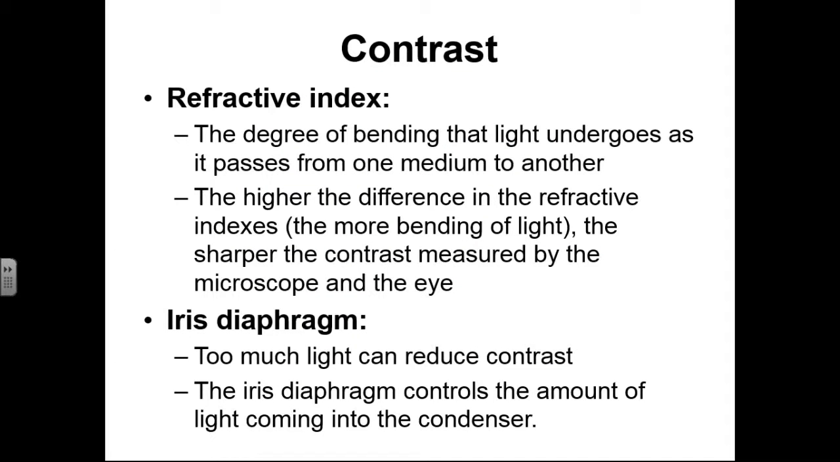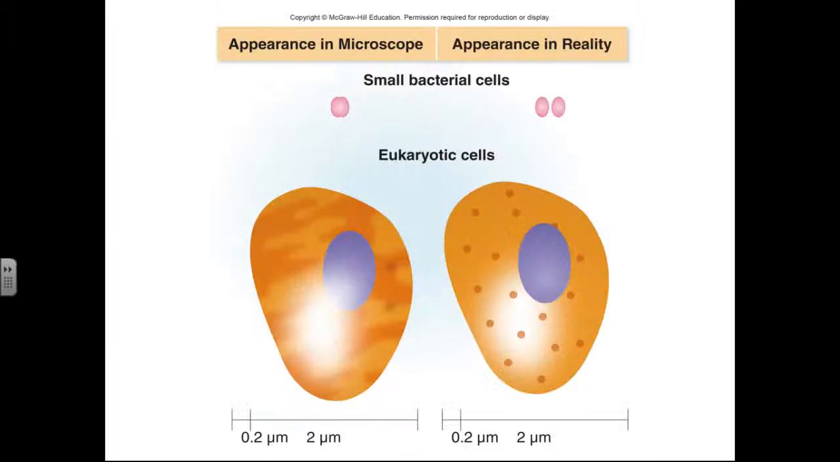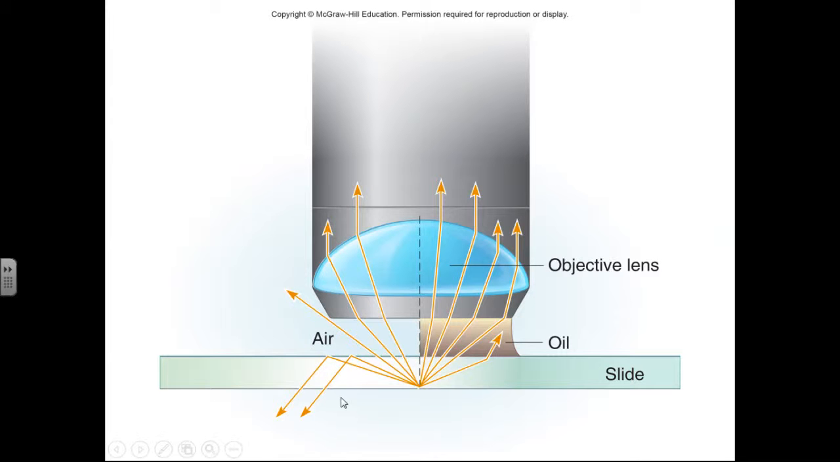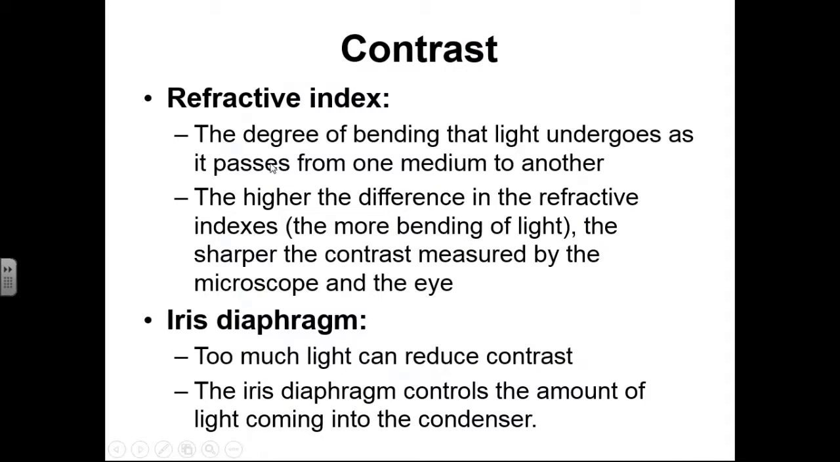Something we need to be aware of is refractive index. As I mentioned 2 slides ago, refractive index is that bending or refracting of the light as it goes through different mediums. So some mediums will have light refract more than other mediums, and it depends on what 2 mediums you're comparing to each other.